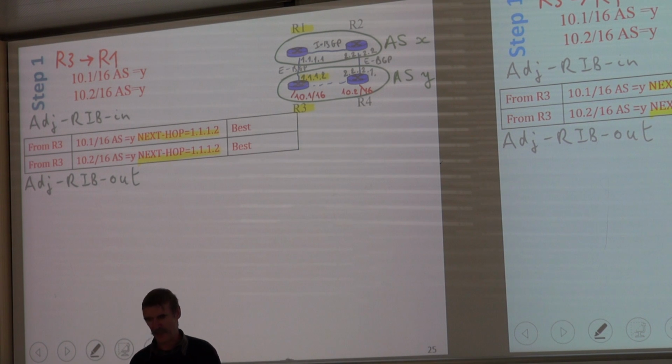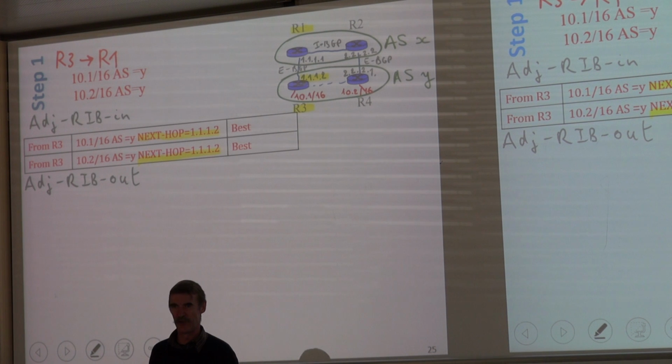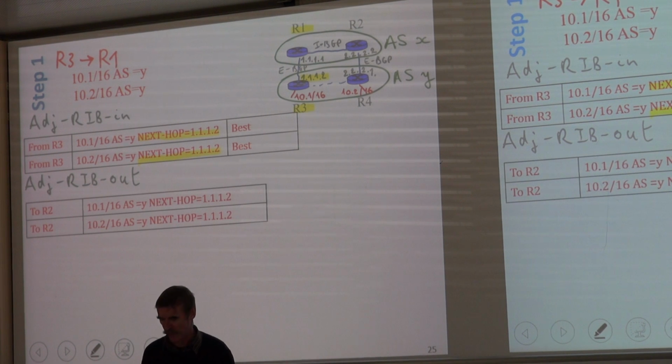Then, of course, it applies the decision process. Now, I have two routes. For each of those, there is no alternative. If I accept them, if I don't kill them because I refuse the peering, I will accept them and mark them as peer. And then the job continues.